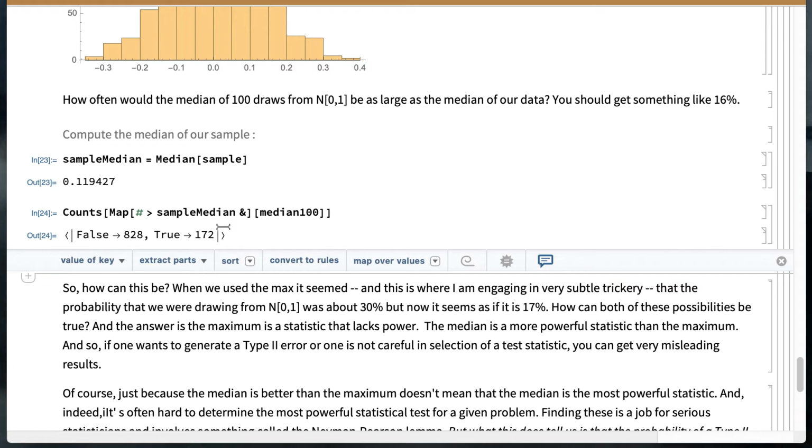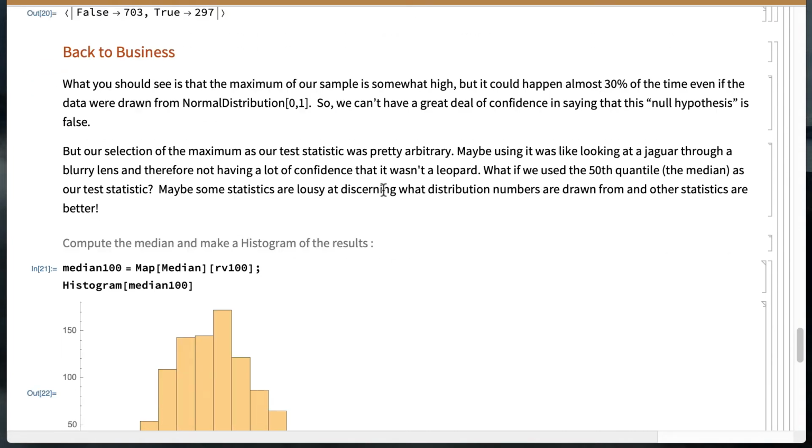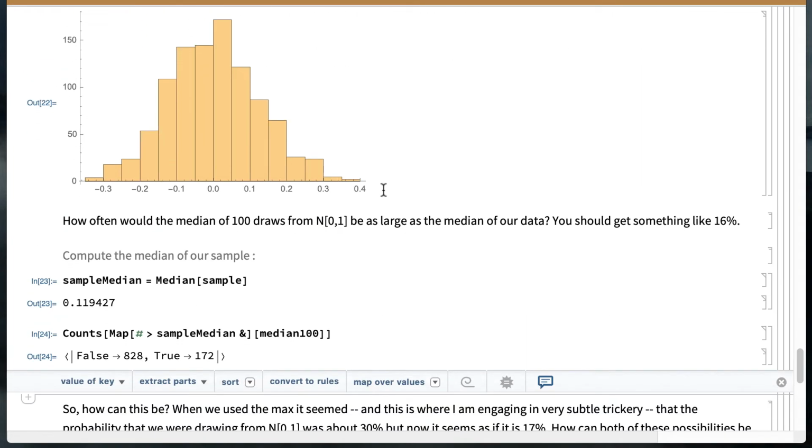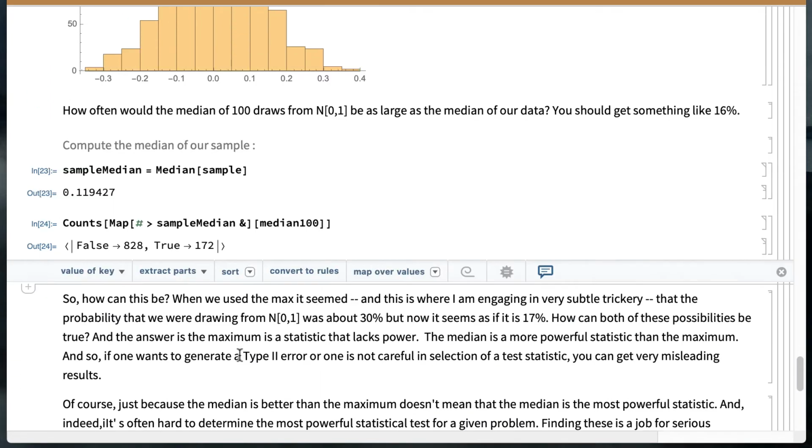Now, is this strange? Because when we used the max, we were saying, well, it could happen 30% of the time. And when we're using the median, we're saying it could only happen 17% of the time. What's going on? And what's going on is precisely the jaguar and the leopard. I'm using the median as a more powerful statistic. It's better able to discern when your data isn't being drawn from, for example, the normal distribution.